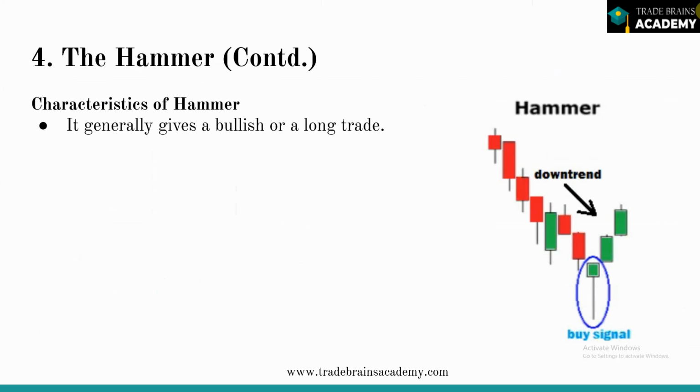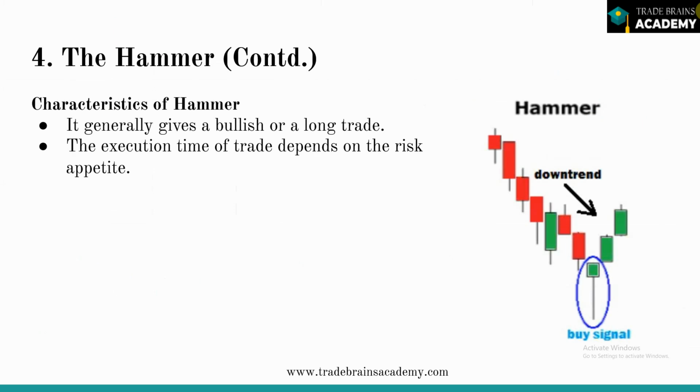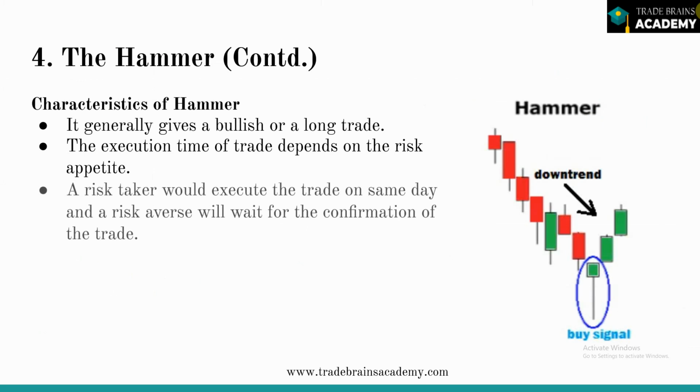It generally gives a bullish or long trade, as I've already explained in the previous example. The execution time of the trade depends on the risk appetite. Now, this is a very important factor to see here. A risk taker, or a person who likes taking risky trades, would execute the trade on the same day as the formation of the hammer candle.